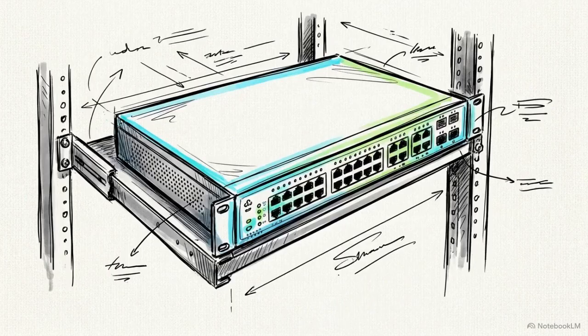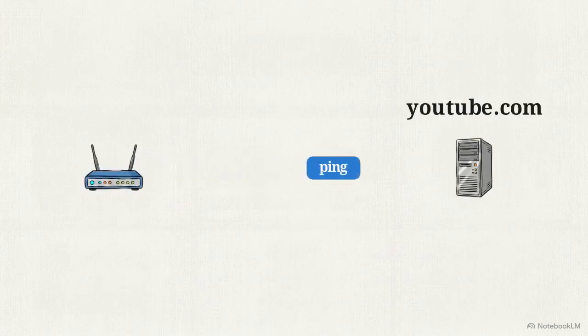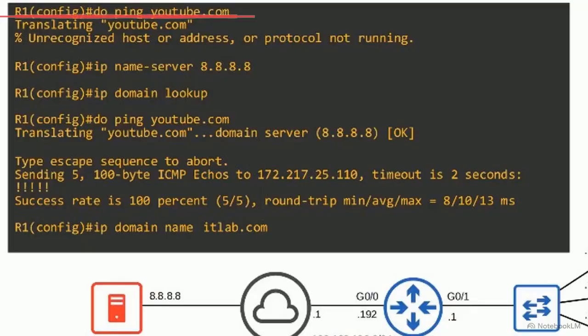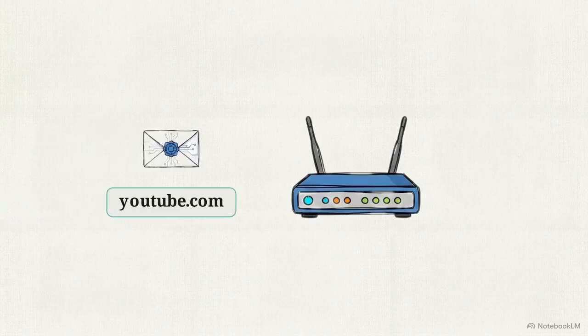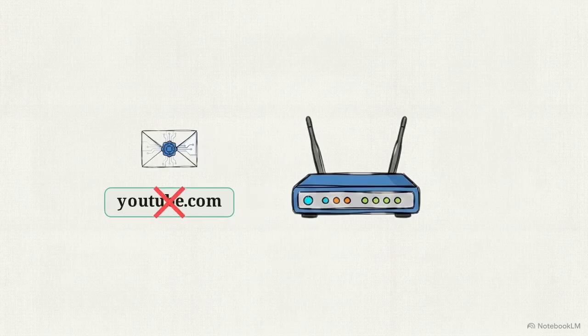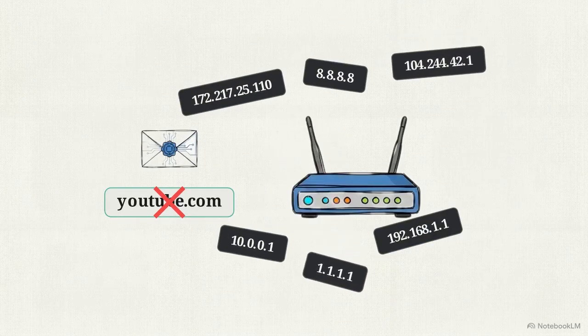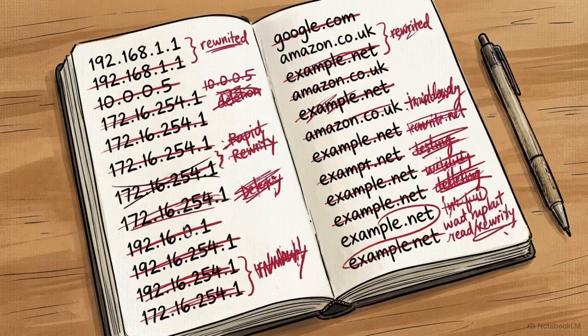Let's look at how this plays out in privileged exec mode on a Cisco router when you attempt to ping a well-known internet domain directly. This initial terminal output shows exactly what happens. We type ping youtube.com, and the router immediately returns an unrecognized host or address error because it has no translation mechanism in place. Without a configured translation service, the router is forced to rely on raw IP addresses. This adds a layer of manual complexity to even the most basic connectivity checks.